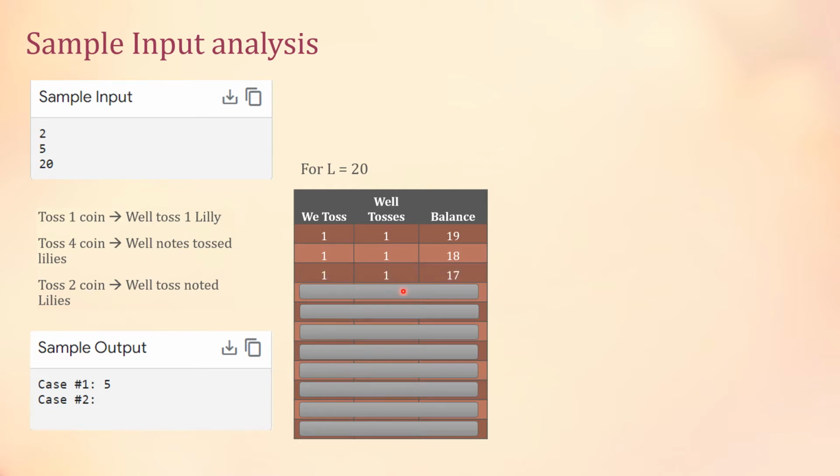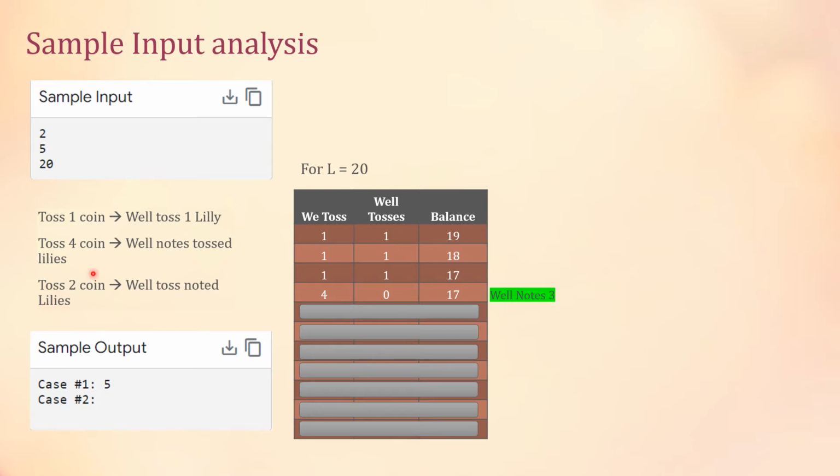We repeat this one more time. Let us try to note this down so that we can make it optimal. This is not the optimal solution, I'm just showing one example. We toss 4 coins, and the well doesn't toss any lilies here, but it notes down that it tossed 3 lilies before, 1, 2 and 3.